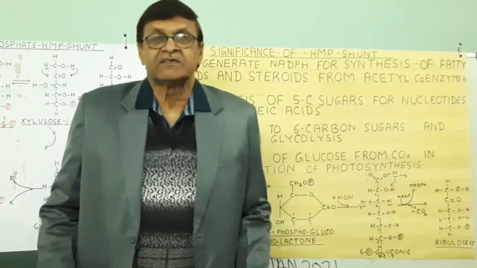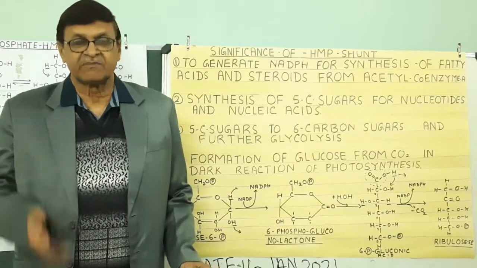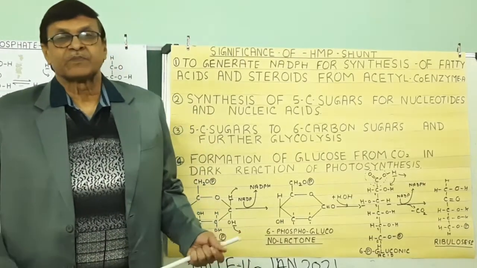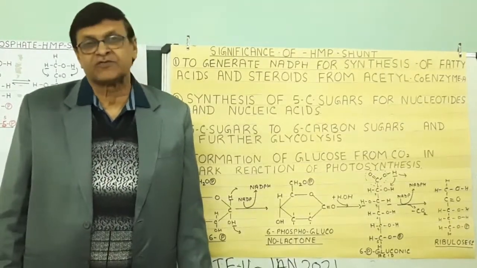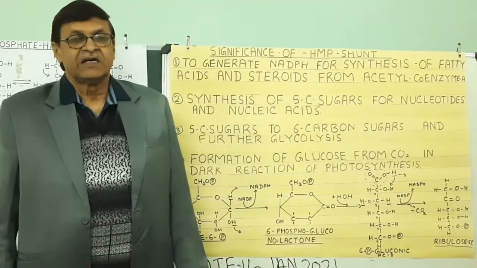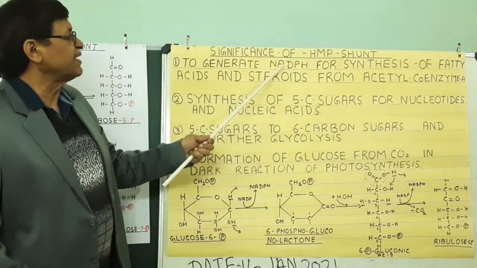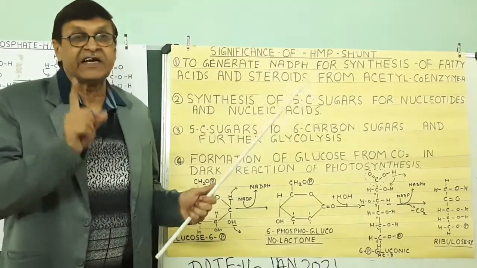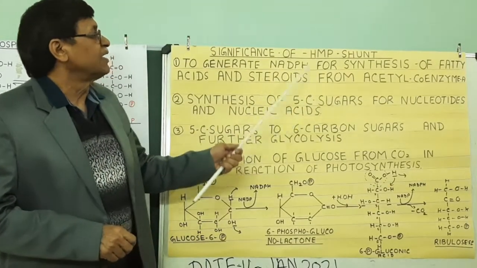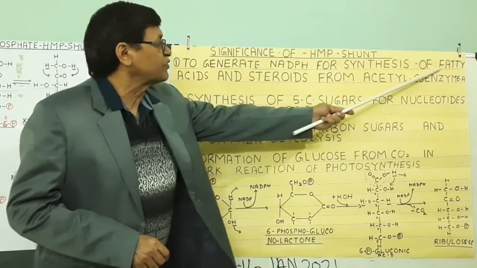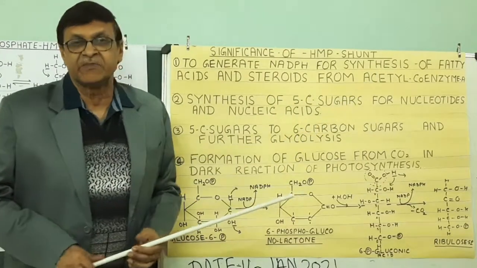One more pathway is there in some animal cells and in some plants, called the HMP shunt, or hexose monophosphate shunt. It has four importance. First of all, it generates NADPH instead of the NADH of normal glycolysis. Here NADPH is produced and it is used for synthesis of fatty acids and steroids from acetyl coenzyme A.